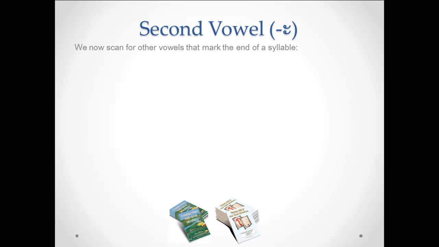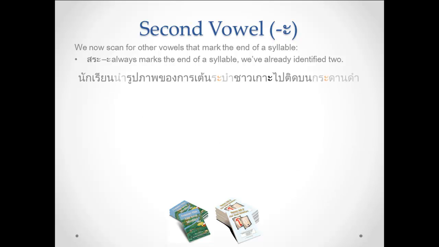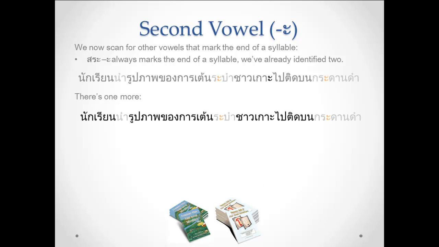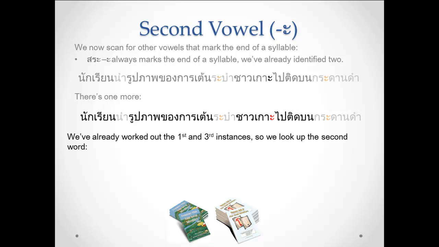We now scan for other vowels that mark the end of a syllable. Sara'a always marks the end of a syllable, and we've already identified two in our sentence. There's the first one, there's the second. And there's actually one more. And there it is highlighted in red. We've already worked out the first and third instances, so we look up the second word.